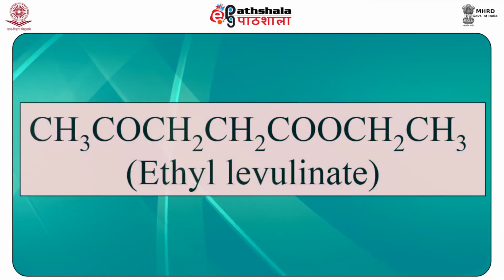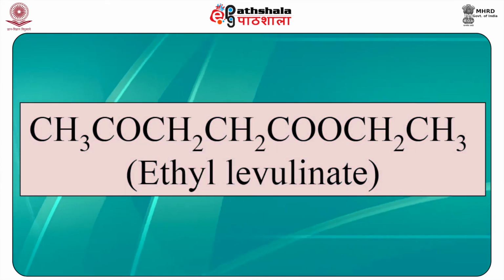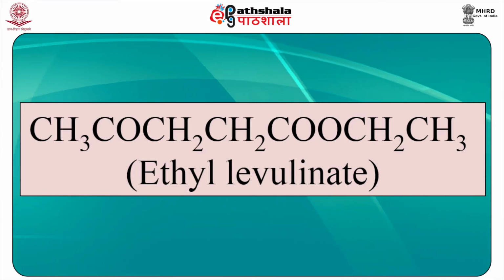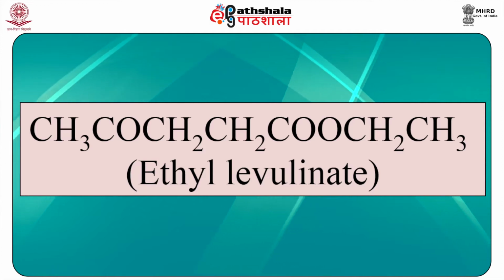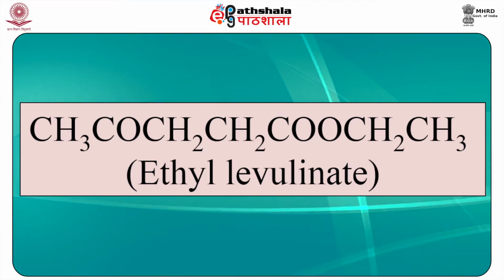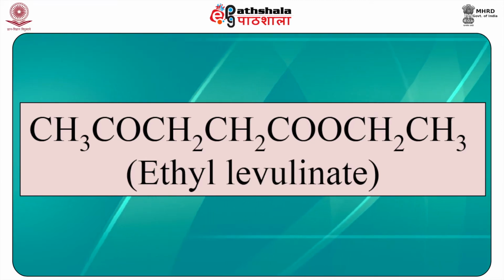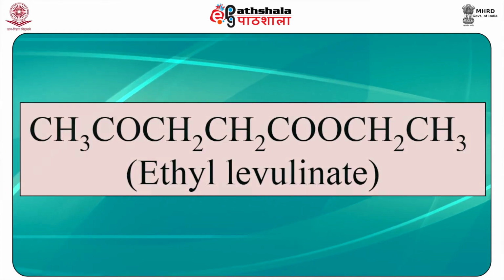The peak at 2.25 for 3 protons indicates the presence of a COCH3 group. 2.25 is normally an indication of a methyl group linked to a carbonyl group. By combining all this information, we have come to the conclusion that the given structure is ethyl levulinate. The structure is CH3, CO, CH2, CH2, C double bond O, O, CH2 and CH3.